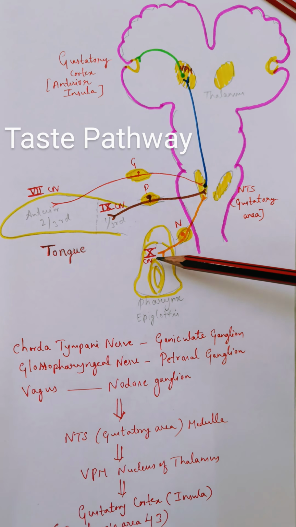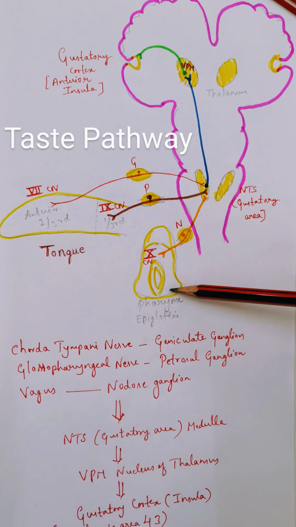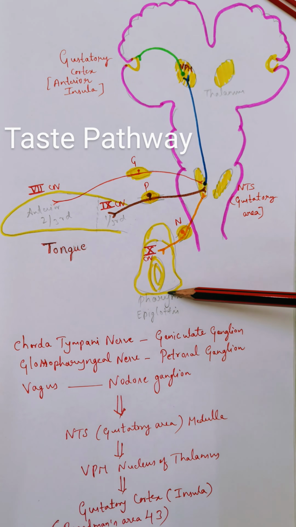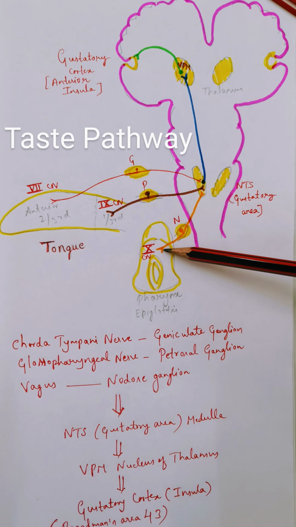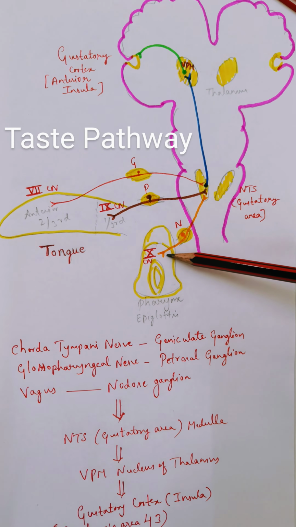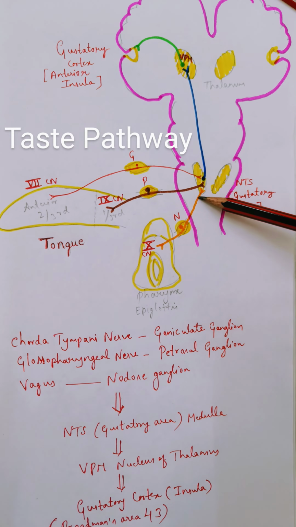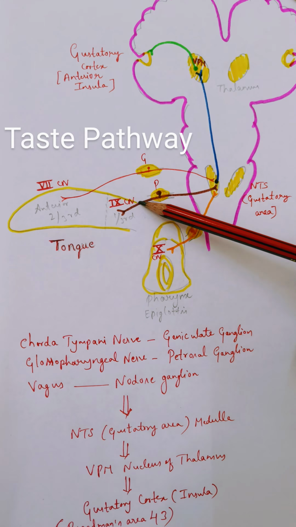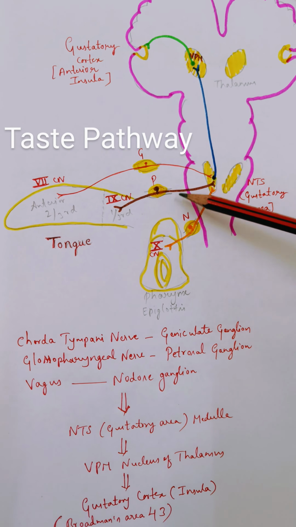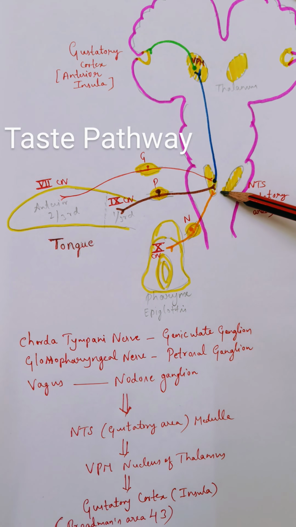gustatory area. From the pharynx, epiglottis, or the posterior-most portion of the throat, there are also some taste buds present there. So that taste sensation will be carried by the vagus nerve, the 10th cranial nerve. So we have three cranial nerves, the 7th, 9th and 10th, which carry the taste sensation to the nucleus tractus solitarius.